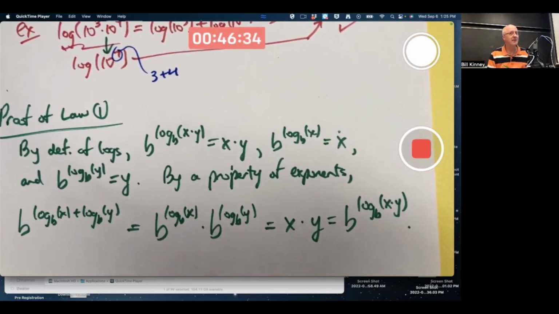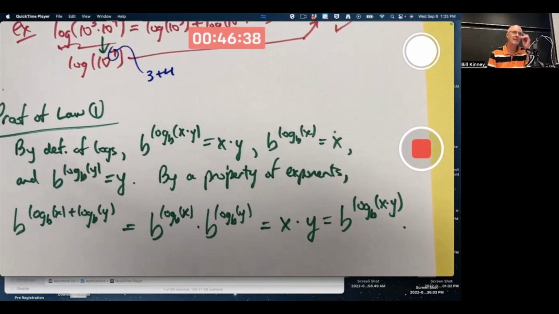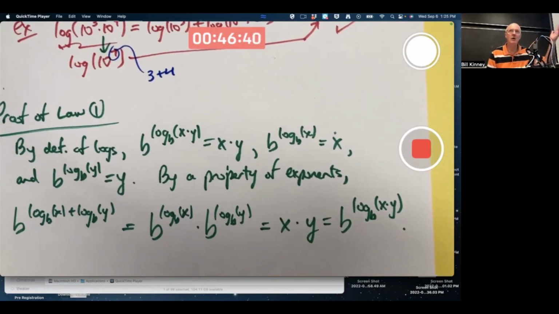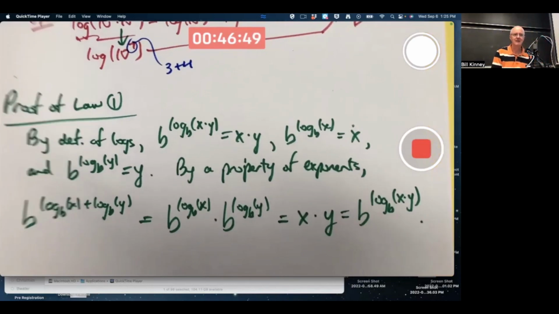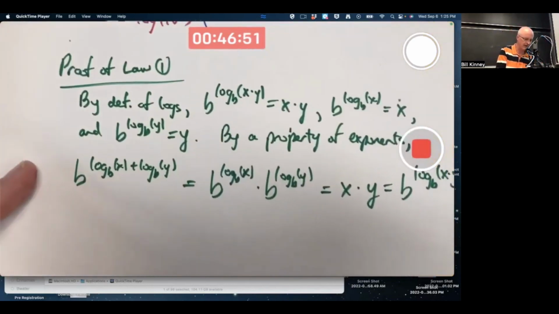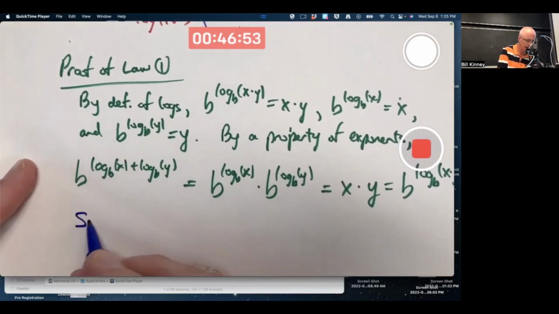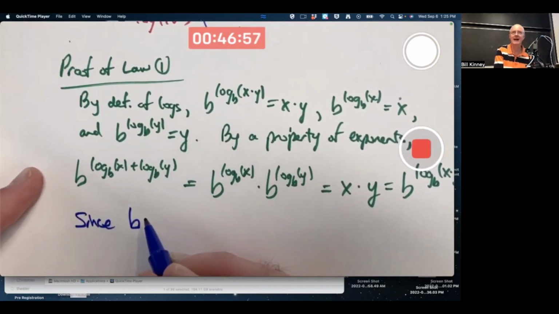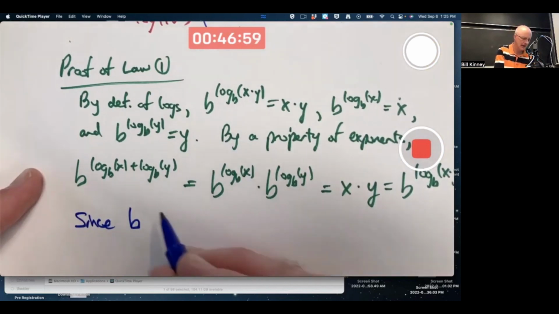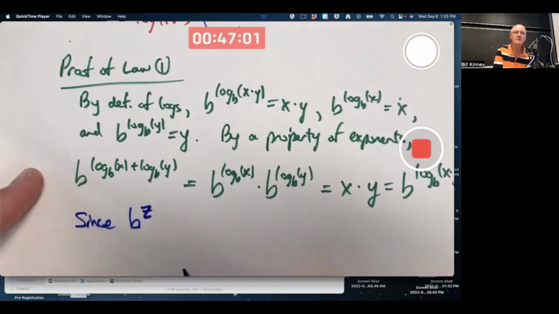Okay, I'm using something else there without saying it. I am using the fact that B to a power, as a function of that power, B to the X power, say, is a one-to-one function. I am using that fact. Okay, maybe I should use a different letter, though, since I'm already using X. B to the Z power.